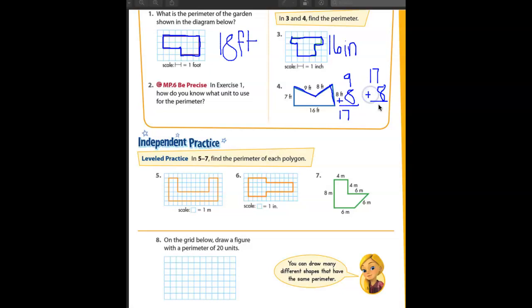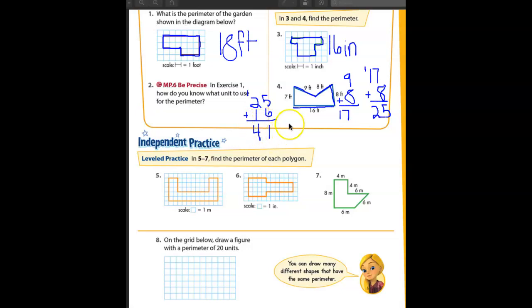I know that 8 plus 7 is 15. Bring the 1 up here. 1 plus 1 is 2, so that's 25. So then I'm going to do 25 plus 16. So I'll come over here and I'll do 25 plus 16. And I know that 6 plus 5 is 11. So I will put this one down here and this one up here. And then I have 2 plus 1 is 4.